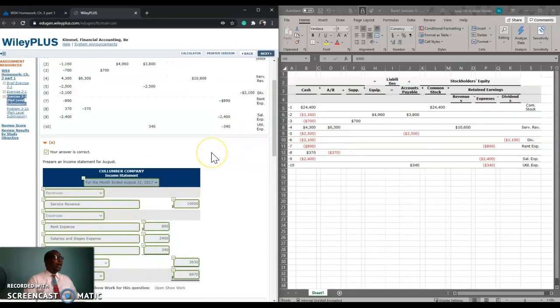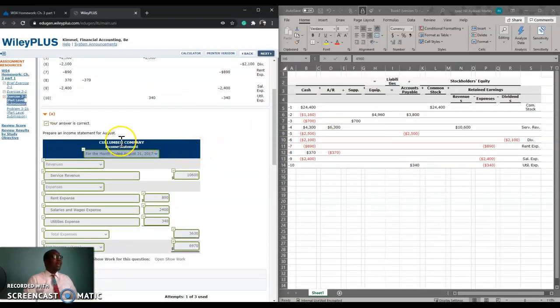So we will go back to our question. The very first thing we were asked to do was to prepare an income statement. To do that, I first gave the label of the income statement. The label is for the month ended August 31st, 2017. This is because an income statement is over a period of time, and so we are going to find out for the month ended. So the whole month of August is what we are looking at.